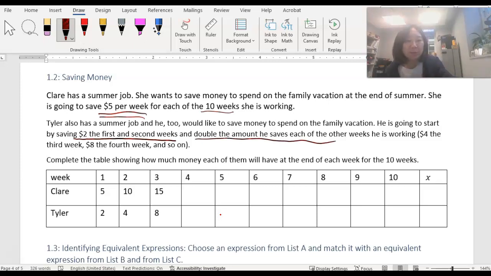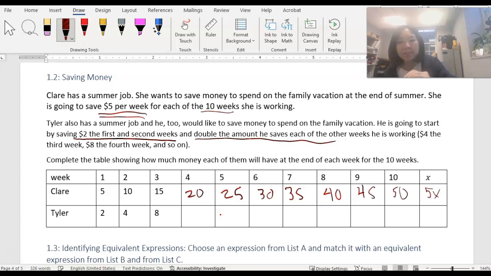So she's saving $5 per week. So this is just going to go up by 5s. You're going to skip count by 5s as she earns more money each week, right? And it is 5x. She's earning $5 per week. Tyler, on the other hand, the first week he's doing 2, and then the second week when he adds the $2 from the first week, he's going to get $4.